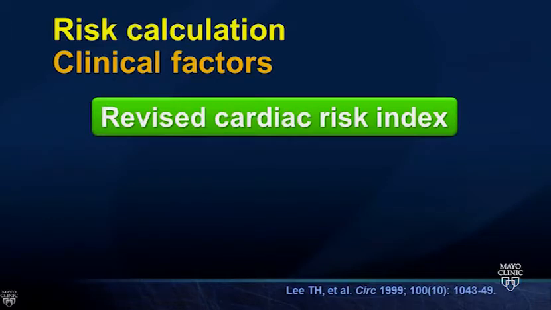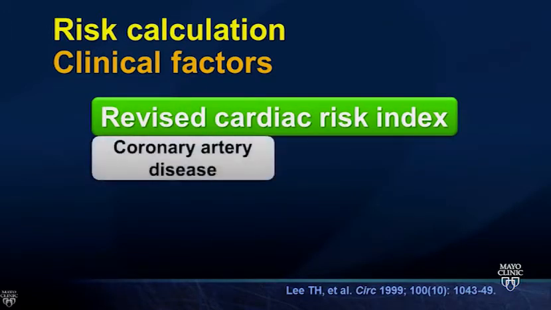For the board's purposes, it is still very important to understand the revised cardiac risk index. This has been around for a long time. This cardiac index is still very important when it comes to predicting a patient's clinical risk prior to non-cardiac surgery. And it outlines 5 risk factors.